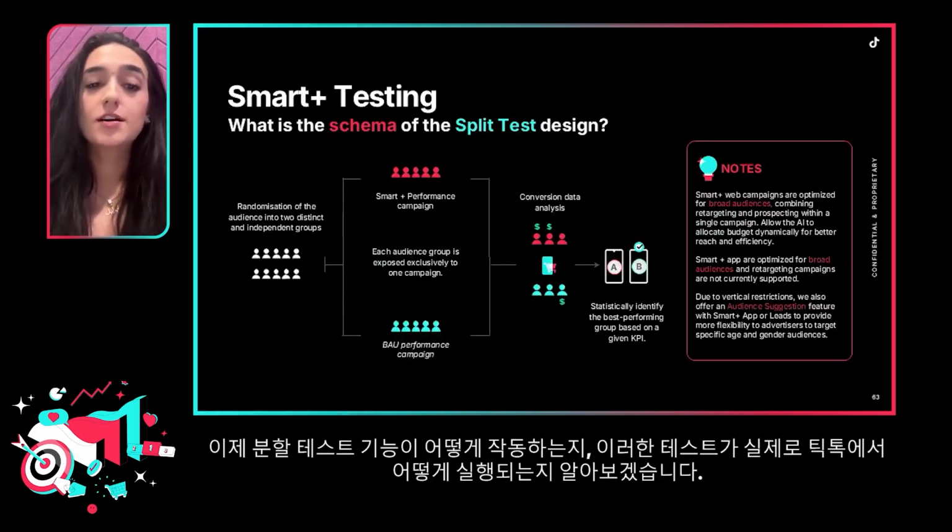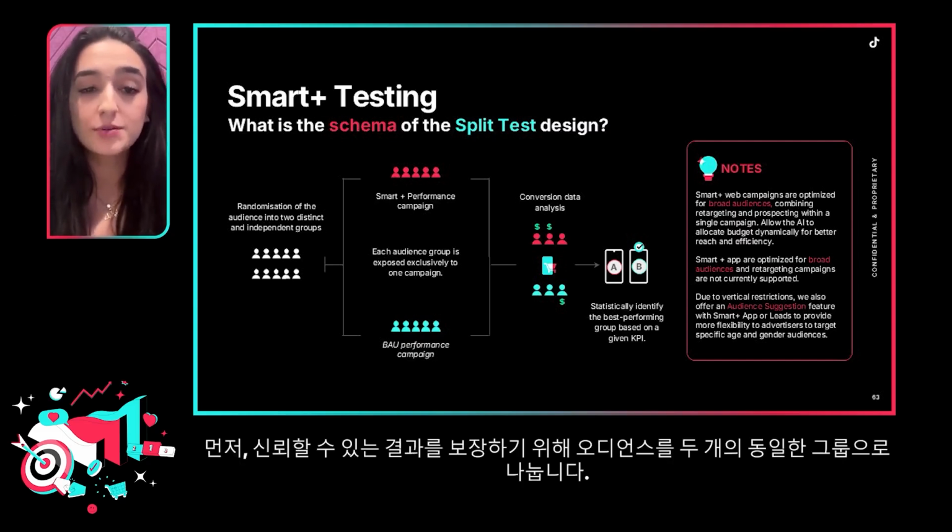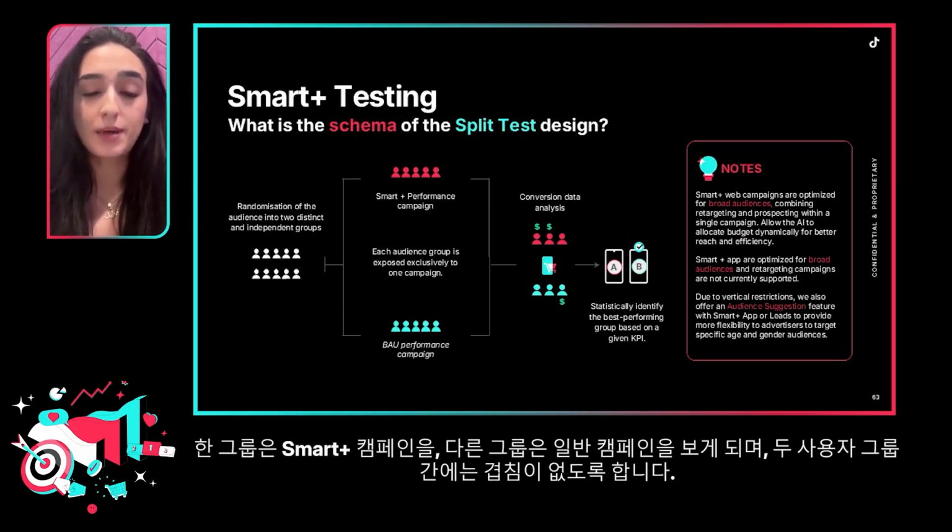performance. Now let's talk about how the split test functionality works on TikTok and how these tests actually run. First, we take your audience and split them into 2 equal groups. This ensures our tests are reliable. One group sees your Smart Plus campaign and the other sees your regular campaign.